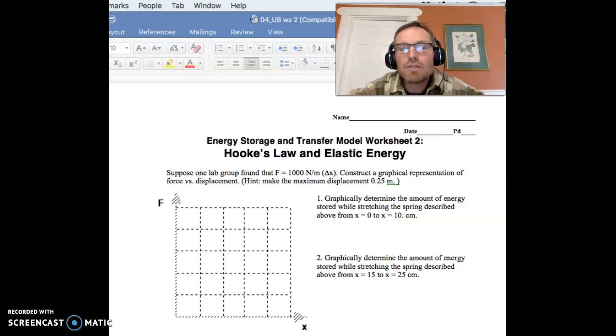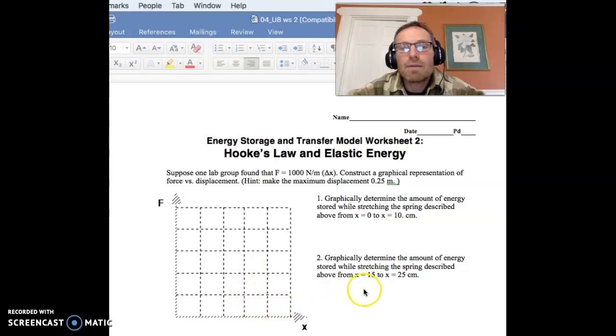If you only have 0.25 meters here at the end of the x-axis, then that should correspond to a maximum y value of 250 newtons, because that will keep the same ratio of 1,000 newtons for every 1 meter. Another thing is, once you make the graph, you should realize that you can use the area under the curve to determine the amount of energy stored in the spring.